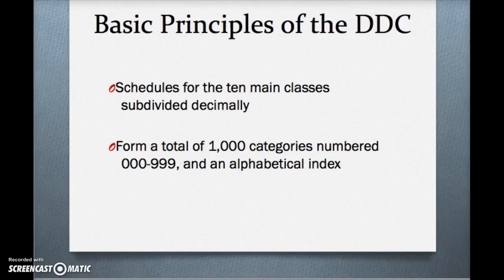The Dewey Decimal Classification System consists of 10 main classes that are divided decimally and form a total of 1,000 categories that are numbered from 000 to 999, and also includes an alphabetical index. Each of the 10 main classes are then subdivided into 10 divisions, and then divided into 10 sections, further subdivision being made from there as needed.